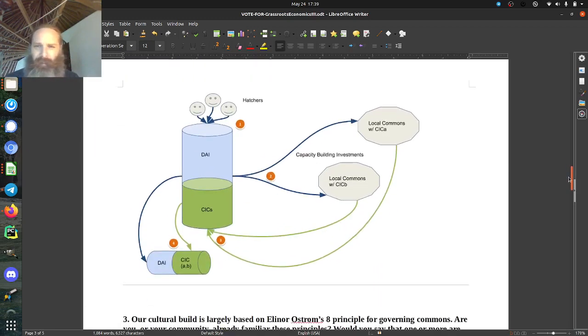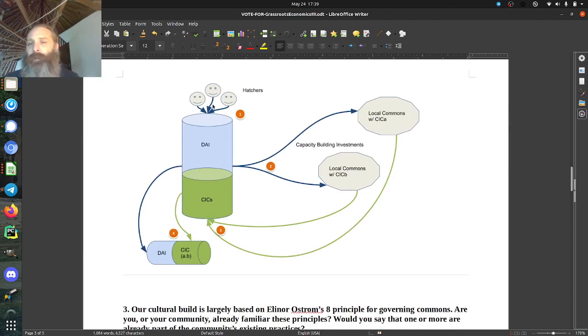So here's, I think, a little diagram of that. Here's our hatchers, and here's the common pool of DAI initially. There's no CICs in there yet. Community groups who have created community currencies, these are local commons that are doing agroforestry, regenerative agriculture, collecting water, doing water catchment systems, educating kids, all kinds of different service commons in these communities. These can be created all around the world.